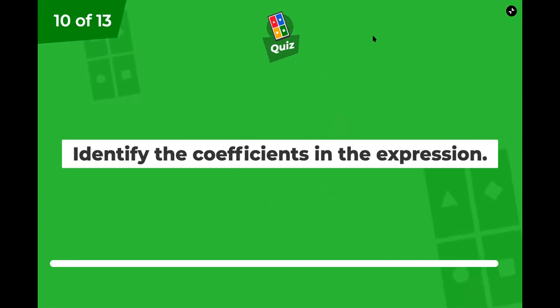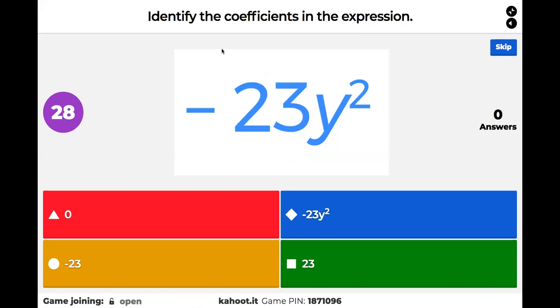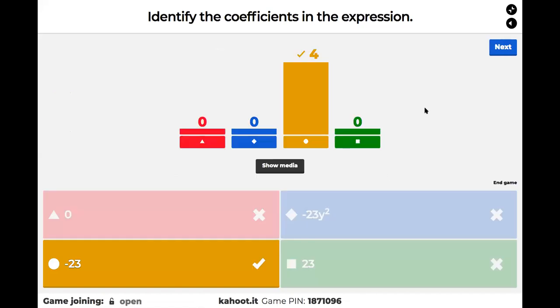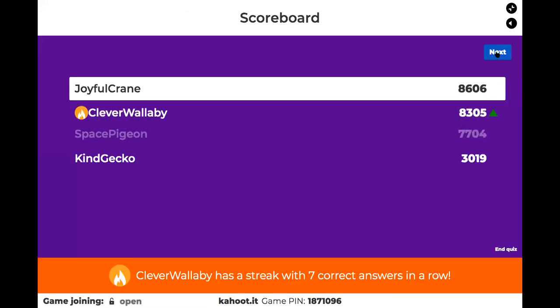Identify the coefficients in the expression. Oh, that's not true. We only have like 20 or 30 seconds on here. So the coefficients in the expression, this time I'm not going to circle it. So what is it going to be? I'm going to try without doing the circle thing for you. See how we do with that. Oh, everybody got it. You guys don't need me circling it. No. You guys are killing it. Go, Clever Wallaby.